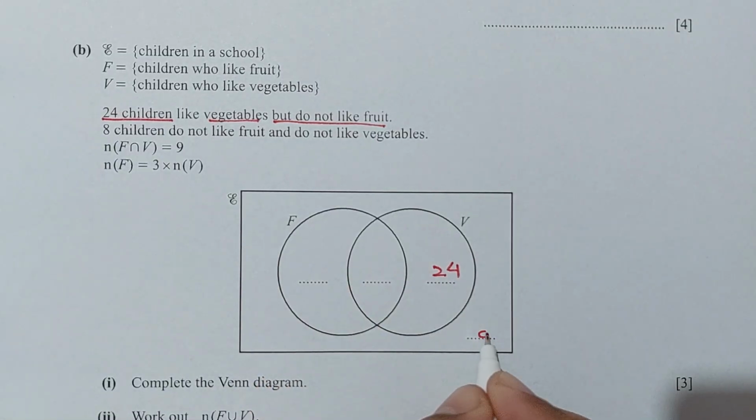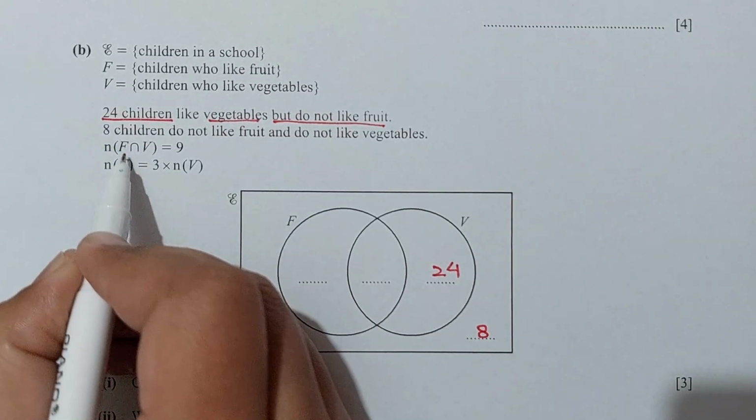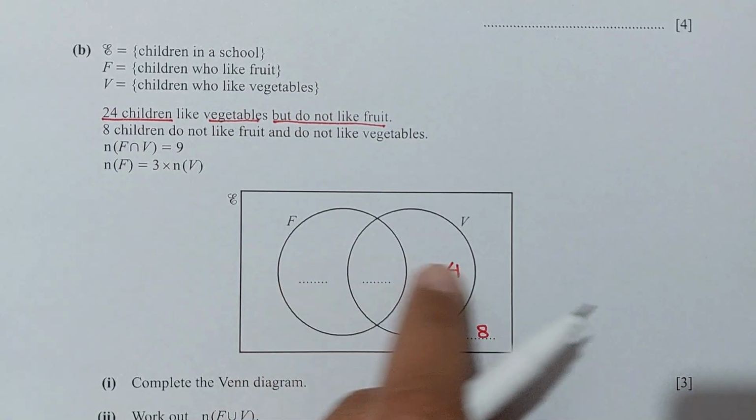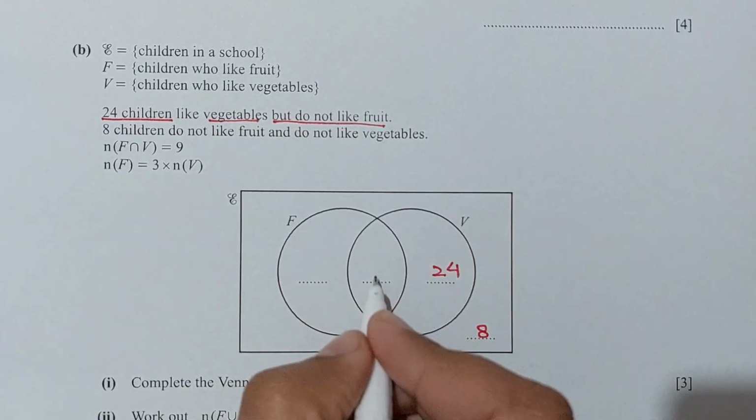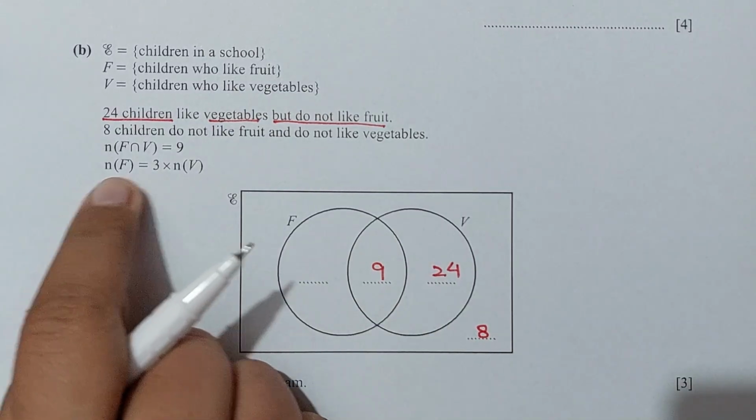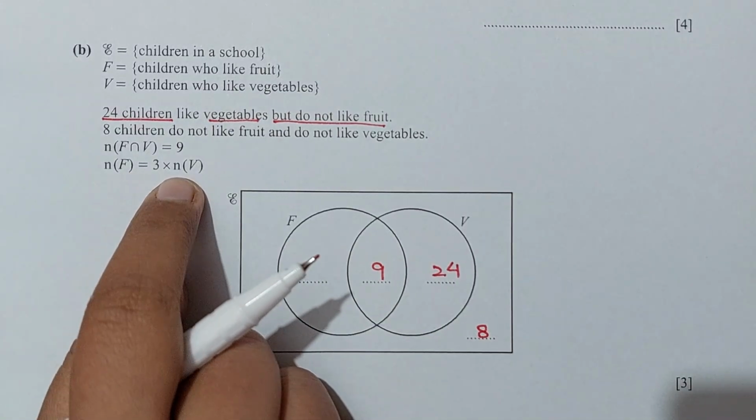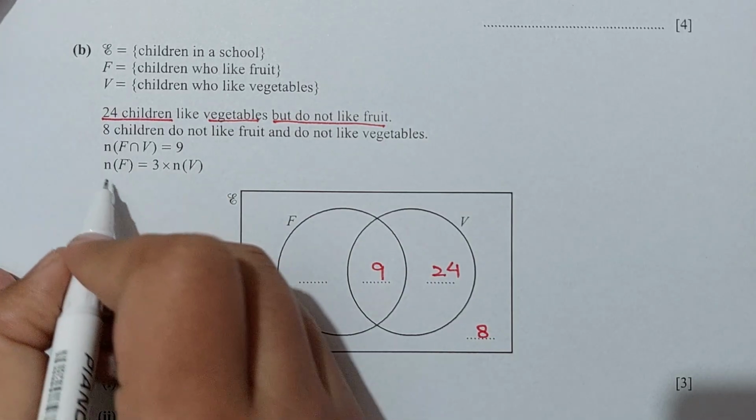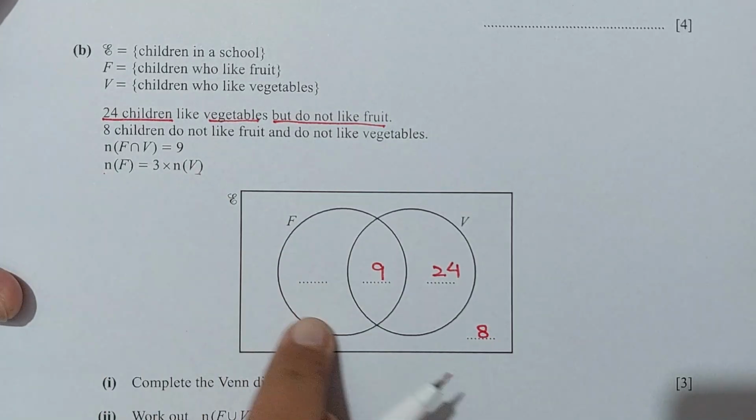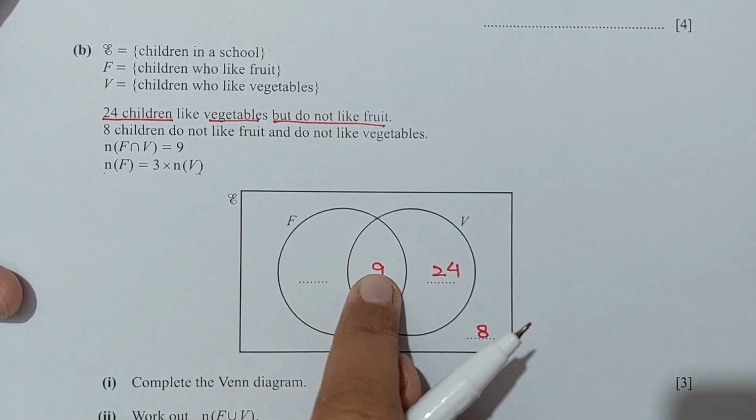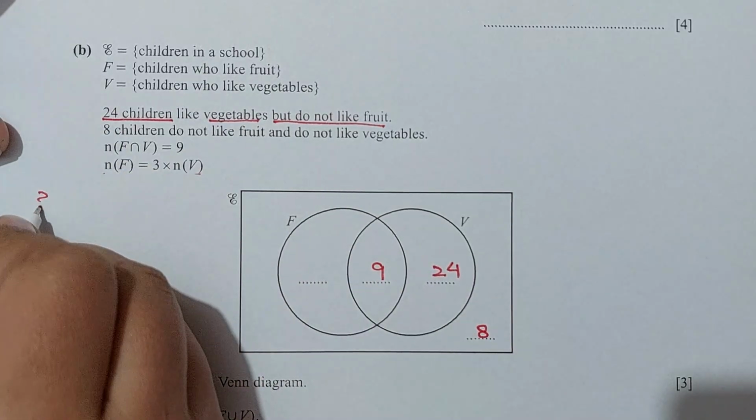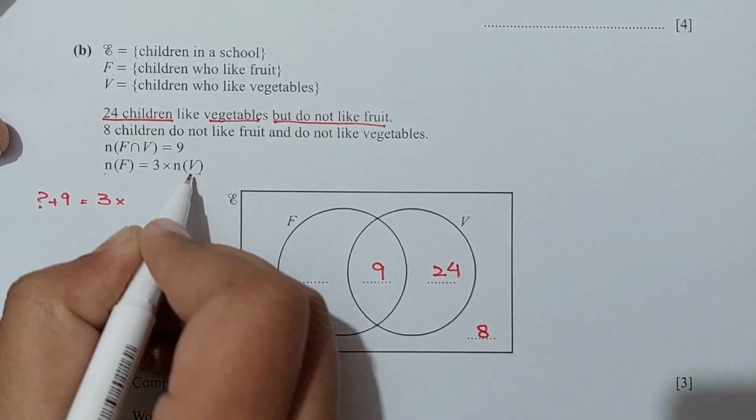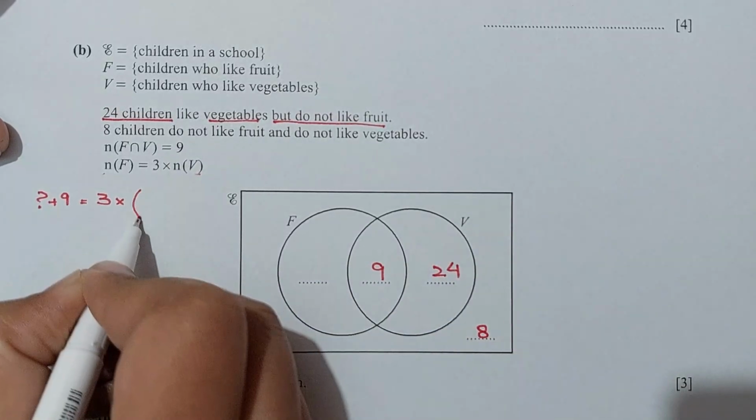So 8 are over here. The number of F intersection V is 9. The intersection of these two sets, the number of students is 9. The number of students in F is 3 times the number of students in V. So let me do this. In F, the number of students is the missing number and 9. So the missing number plus 9 equals 3 times the number of students in V, which is 9 and 24.